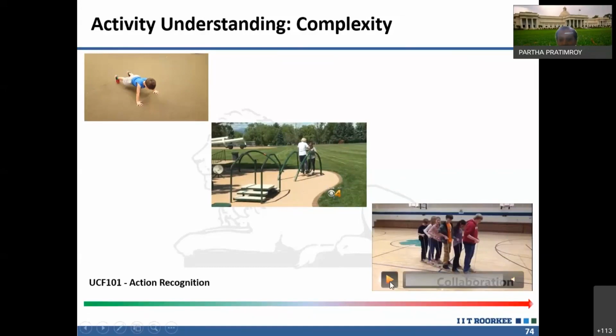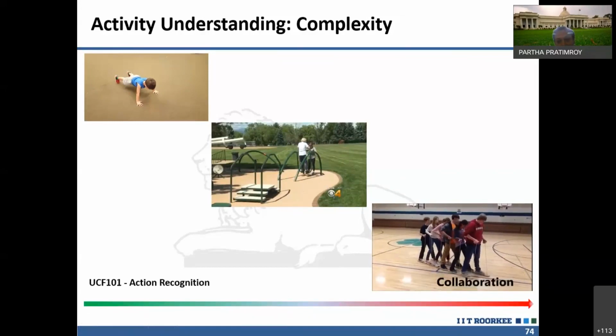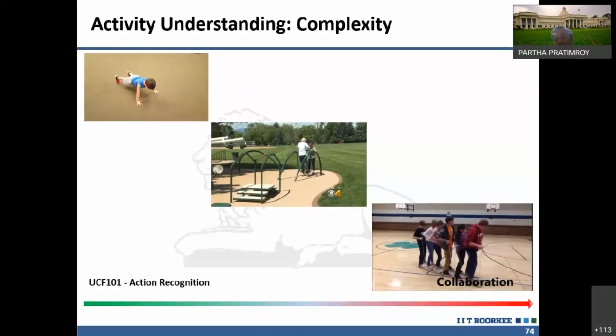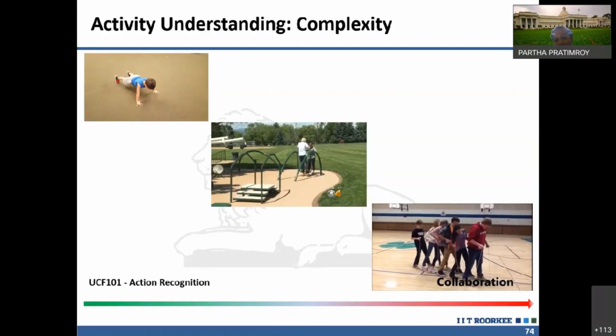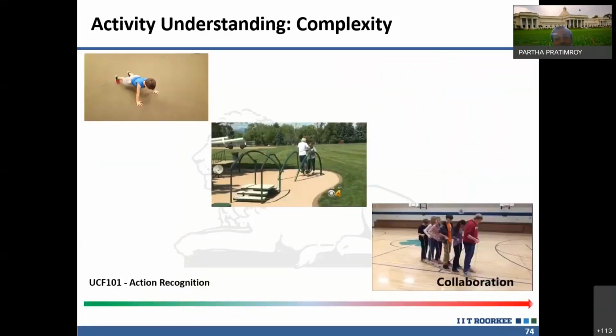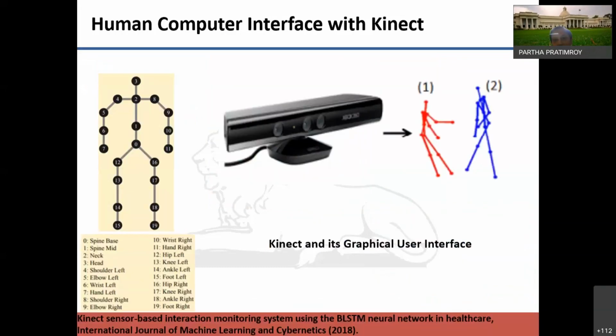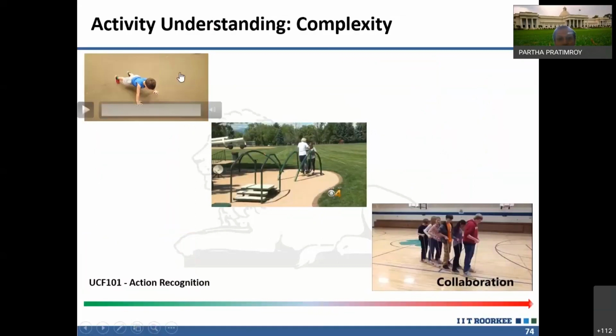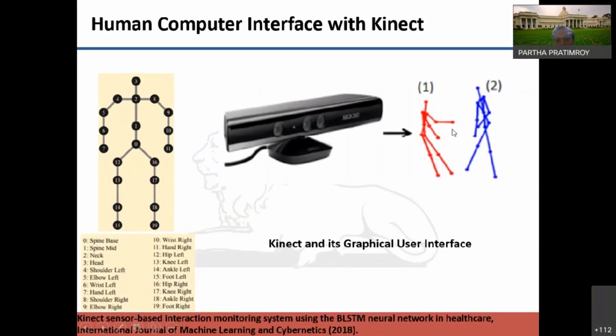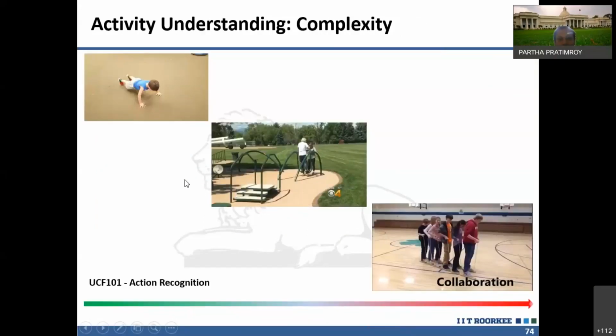Similarly for this group work, this action recognition, where multiple people are working together, these are more complex problems in action recognition. Either you can do action recognition using a simple camera, or many people are using Kinect, Microsoft Kinect, which provides the junction points of the human. So if you use Microsoft Kinect instead of a camera, you will get stick diagrams like this, like a human body.